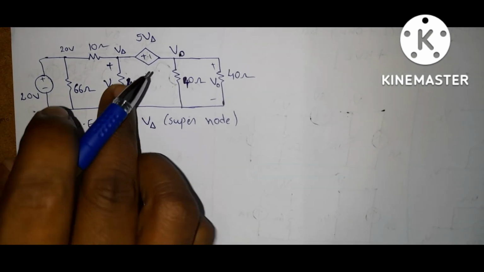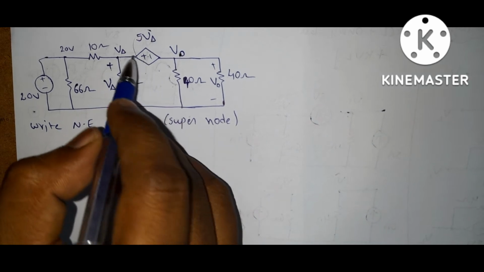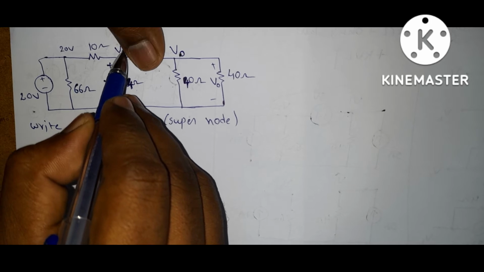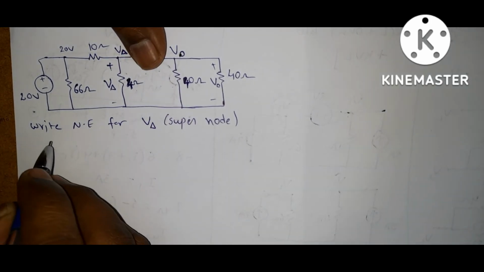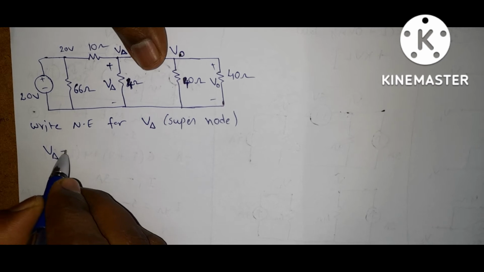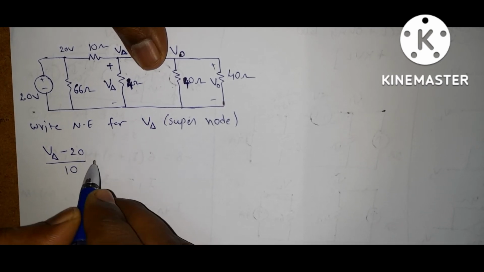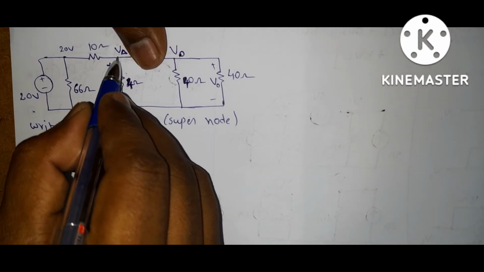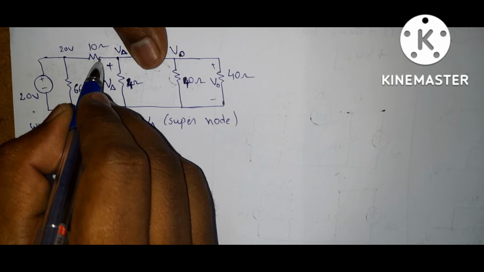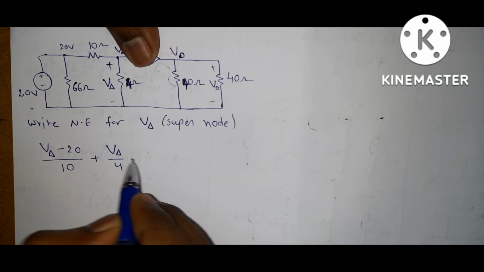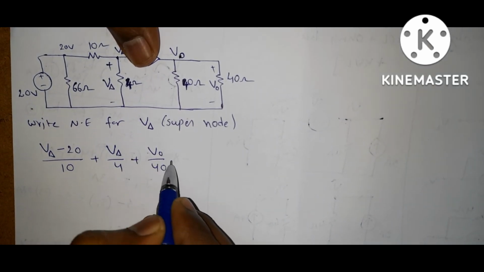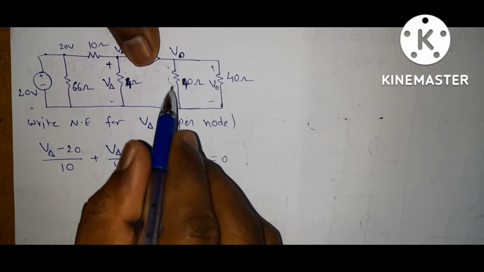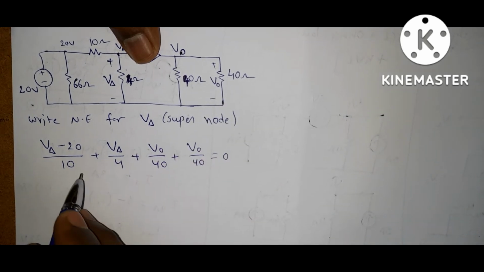So first open the dependent source. Open the dependent source means just forget about this one and write the node equations for V delta and V naught combinedly. That is V delta minus 20 by 10 plus V delta by 4. For this node, all the branches are completed. We have only two branches. Now coming to here, V naught by 40 plus V naught by 40 is equal to 0. Here also we have only two branches, so these two are completed.